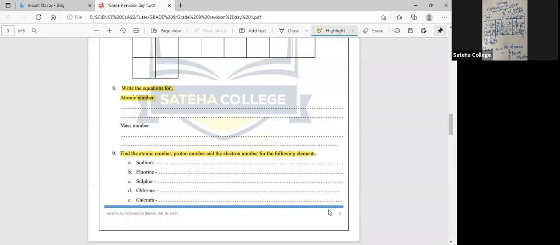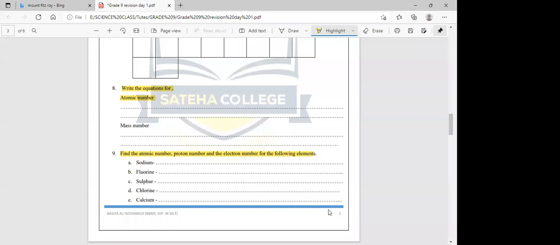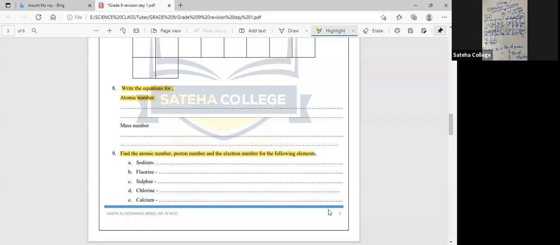Okay, once you have finished, please raise your hand. I should teach you the mass number also before we go, so please do it quickly. Miss, what is the equation for mass number and atomic number? Still, we didn't study the equation for mass number. But what's the equation for atomic number? Atomic number is equal to the number of protons, which is equal to the number of electrons. Yes, so that is the equation.